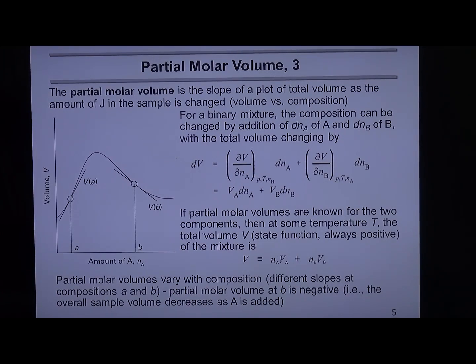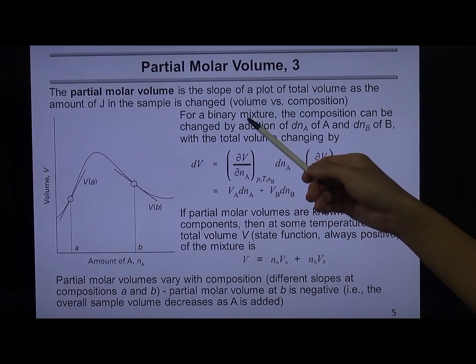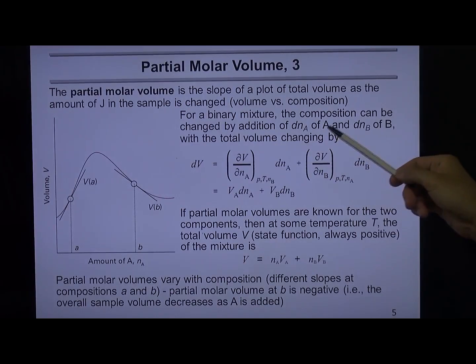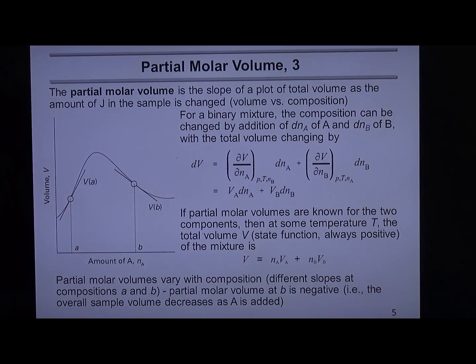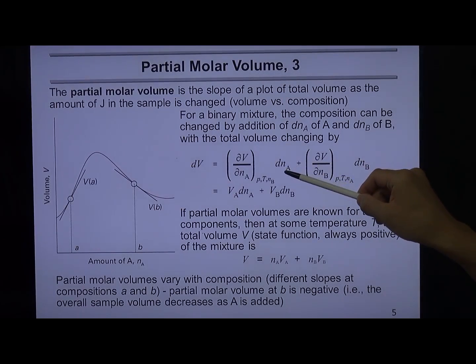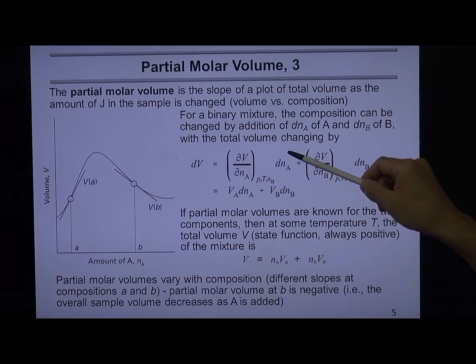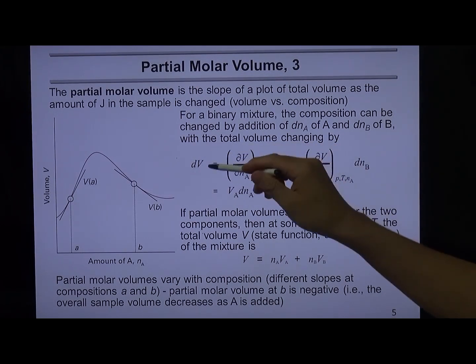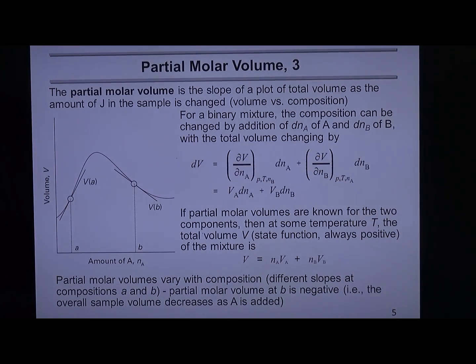Then let's consider a simple binary mixture. For a simple binary mixture, the composition can be changed by addition of A or B, right? If there are two different substances, A and B. So if there is a change in the number of moles of A, dNA, and also a change for B, dNB, then those will result in a change in total volume, dV, right?